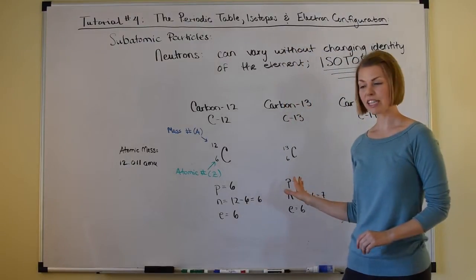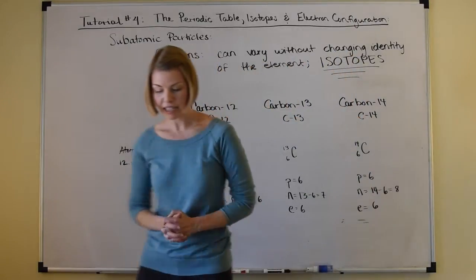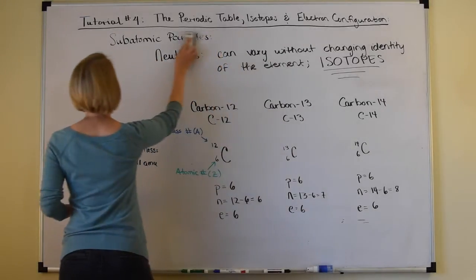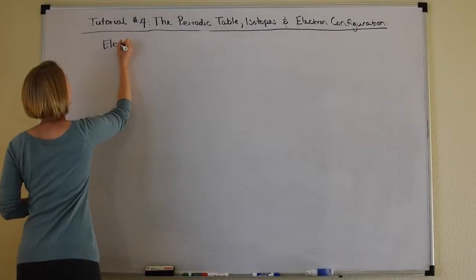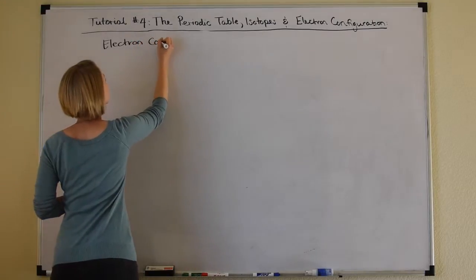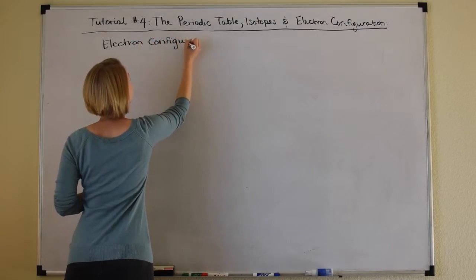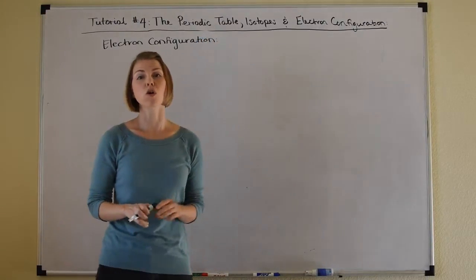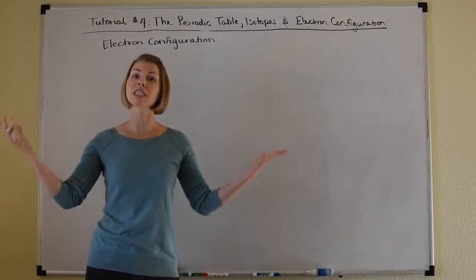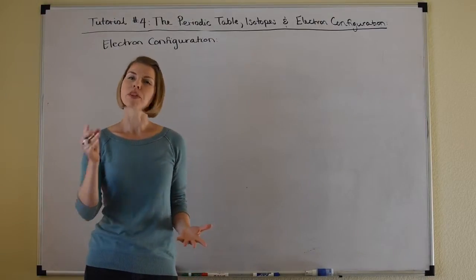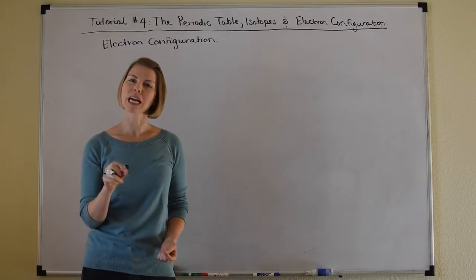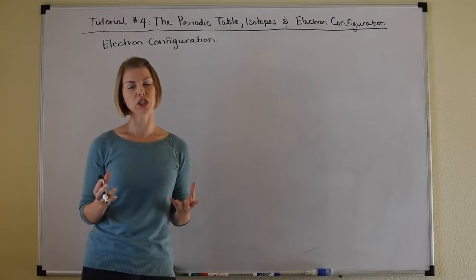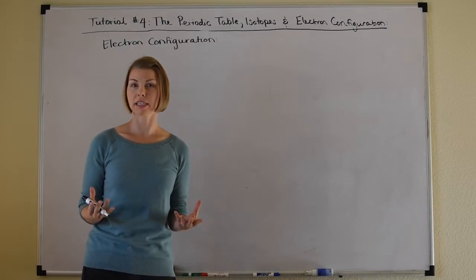Okay, we're going to erase all of this, and we're going to go on to our last slide, which is slide 5, titled Electron Configuration. Okay, so far we've just said that the electrons reside outside of the nucleus, but the location of the electrons is actually more specific than that. They are restricted to certain regions of space outside of the nucleus.